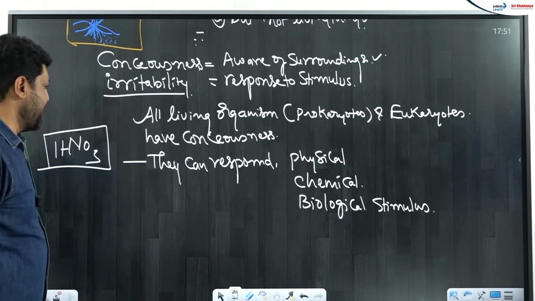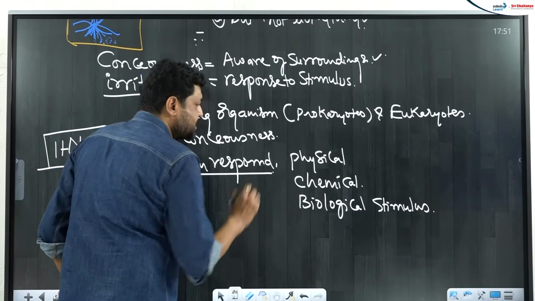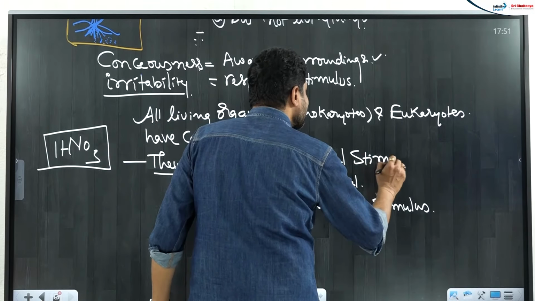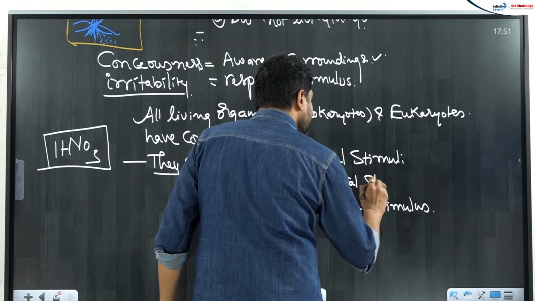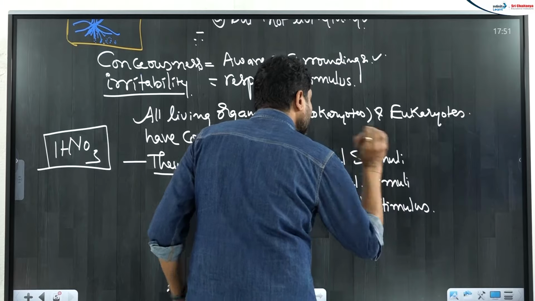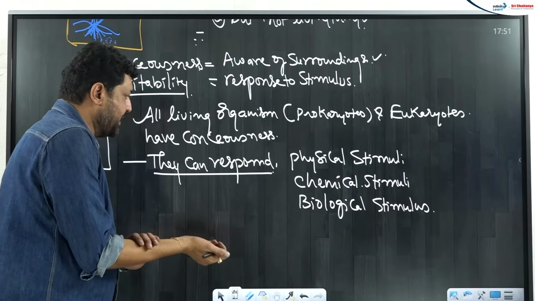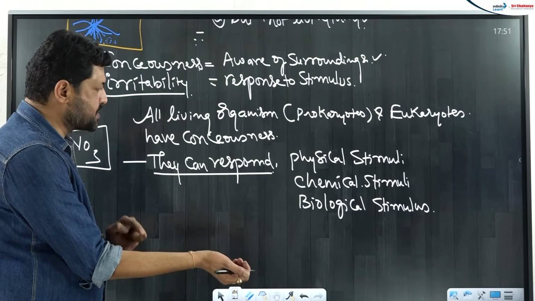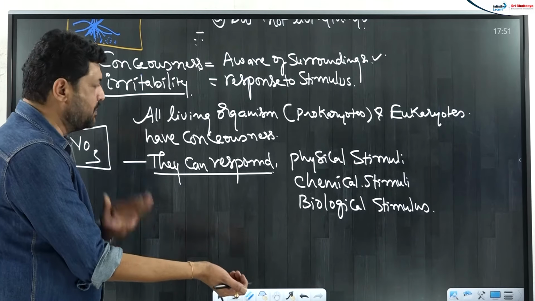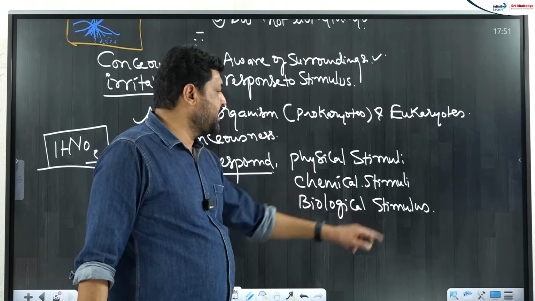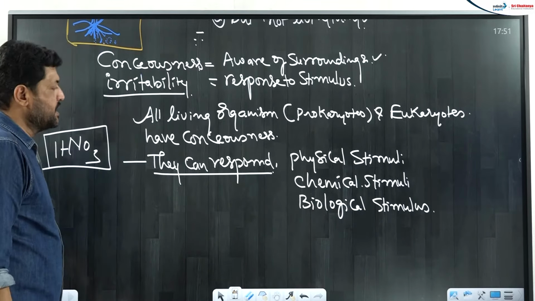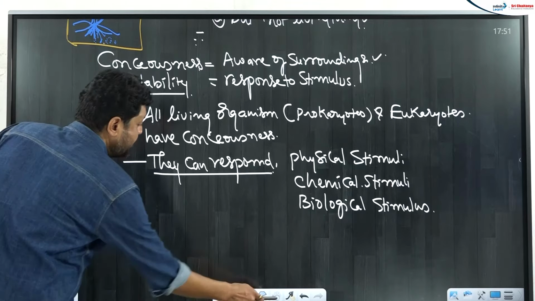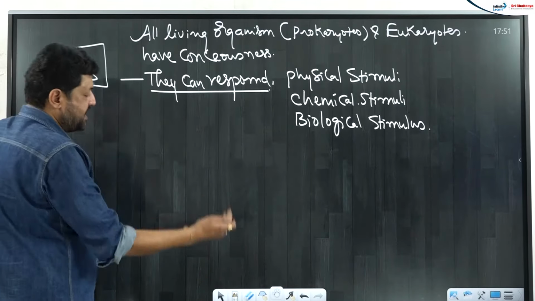So what I mean to say, living organisms can respond to physical stimuli, chemical stimuli. So if you put your hand like this, one mosquito has landed and starts to sting your muscle, you will bite it. So that is biological stimulus. So all living organisms.